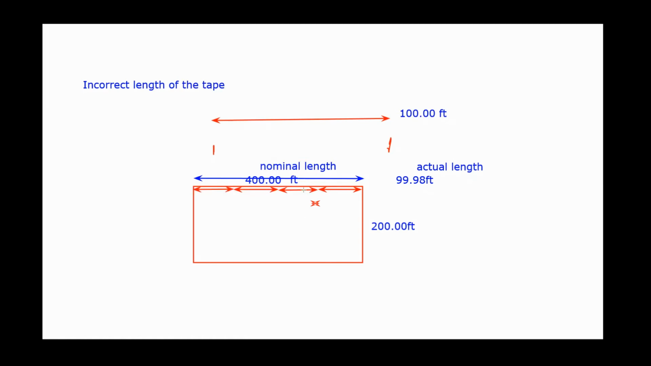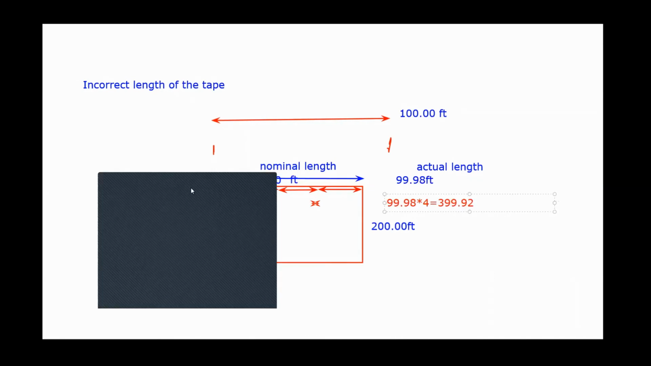But each 100 was not really 100. Each 100 was 99.98. So in fact, this length is not really 400, but instead it's 99.98 times 4, which will give you 399.92. You want to double check the math?